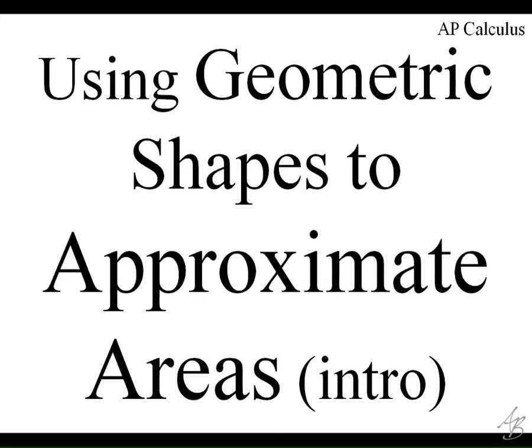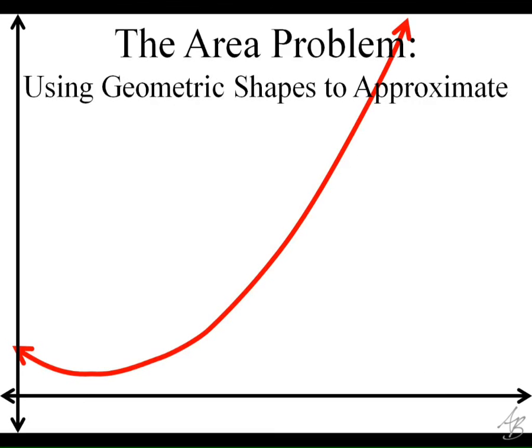Alright, so what we're going to start doing now is use geometric shapes to approximate areas. If we think about that last example, we found the area under the x squared curve between 1 and 2, and we couldn't do that using geometric shapes that we know. But what we can do is break it up into shapes that we know and get pretty close. Alright, so here's what that's going to look like, just kind of a general idea.